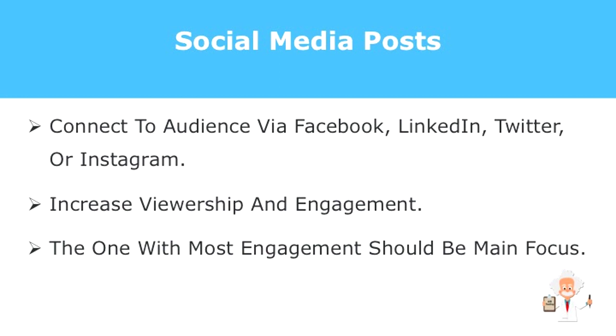The second element you can use is to reach out to people with social media posts. This means connecting with your audience via Facebook, LinkedIn, Twitter, Instagram, Pinterest, whatever. Being social with your prospective viewers is the best thing you can do to increase viewership and engagement. This depends on the amount of social media sites that you utilize for your business. The one with the most engagements should be your main focus.